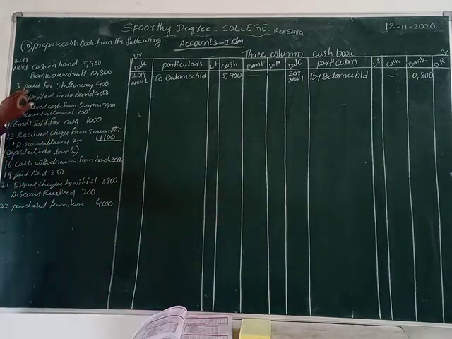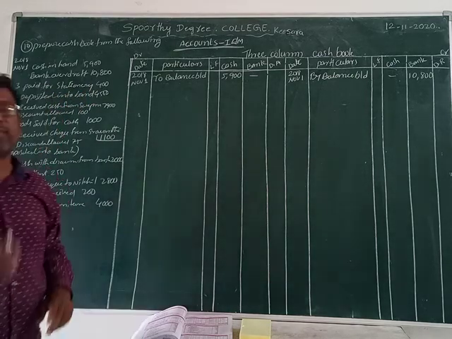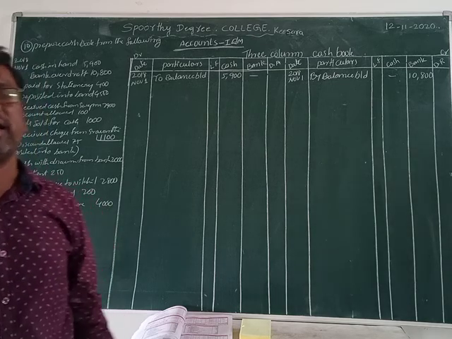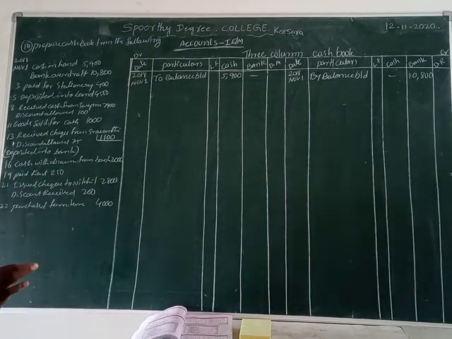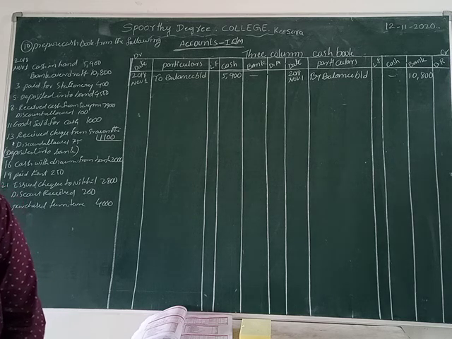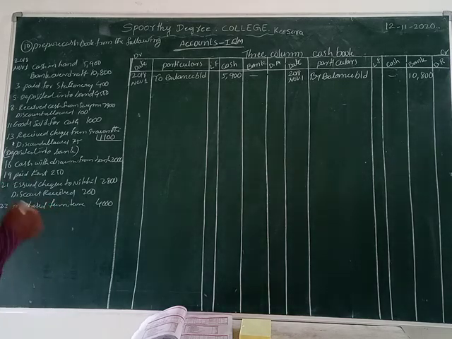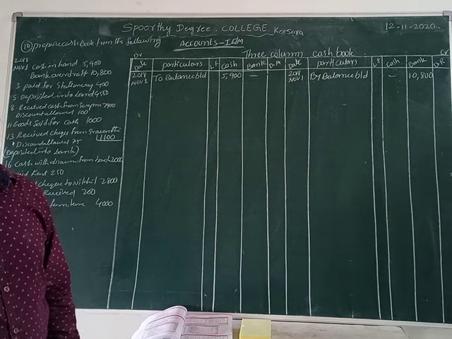What is that? Paid for stationery 400 rupees. How can we pay for the stationery, students? By cash only we can pay for the stationery. At this time what goes out of the business? Cash goes out of the business. Why? Because we pay and purchase the stationery here, isn't it? That's why at this time cash goes out of the business.